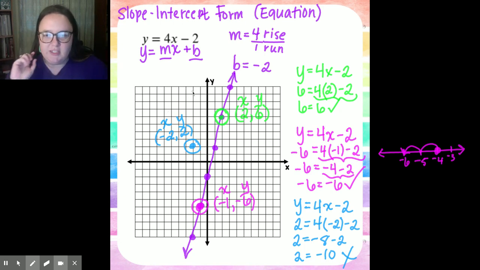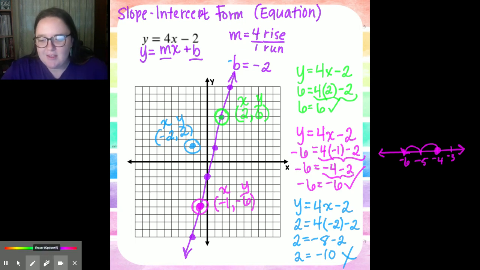Pretty cool stuff. So equations are only points on the line here. The only points that work are the ones on the line. Let's keep that in mind. Let's put that like in a sticky note in our brain. Equations are only the points on the line. The points outside do not work.